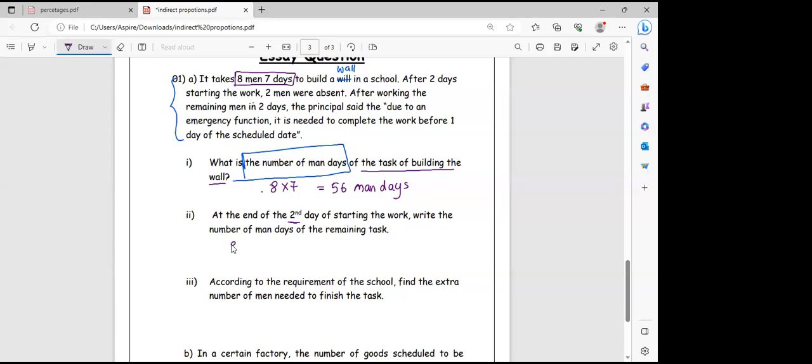It can be calculated by number of men multiplied by number of days. It is 8 times 2, 16. Okay, 16 man days they have completed. Then to find the remaining task or the remaining magnitude of the work, you have to subtract 16 man days from 56. Then it's remaining 40 man days. Okay. Is it clear?